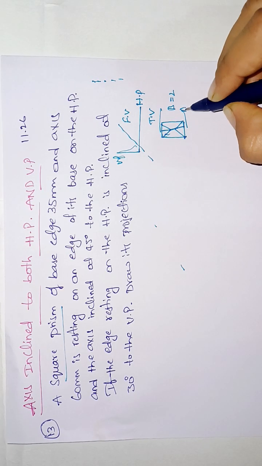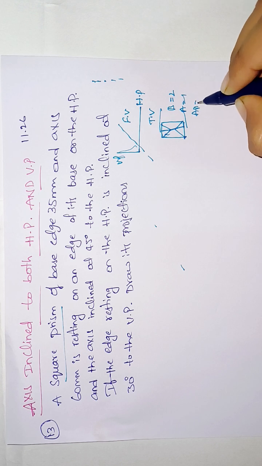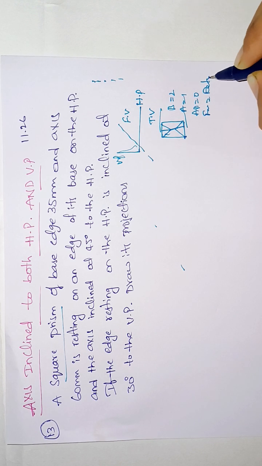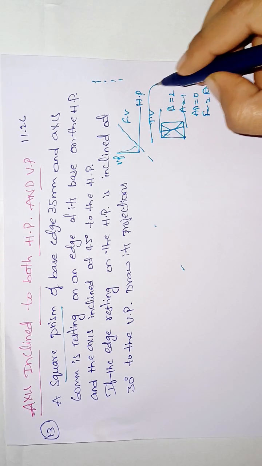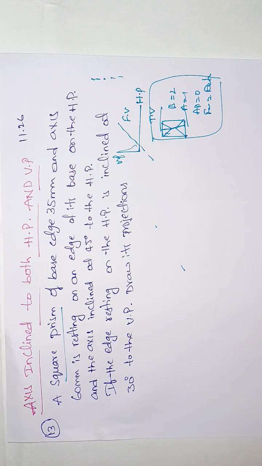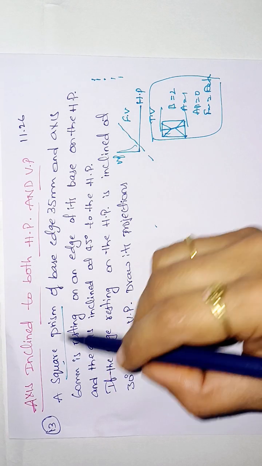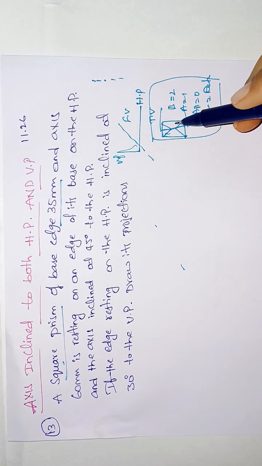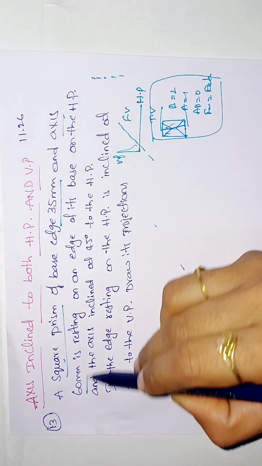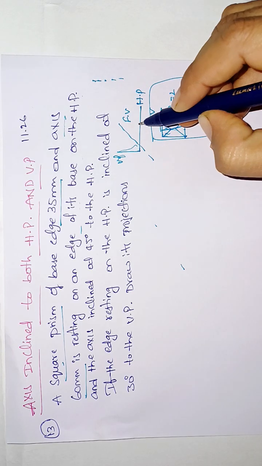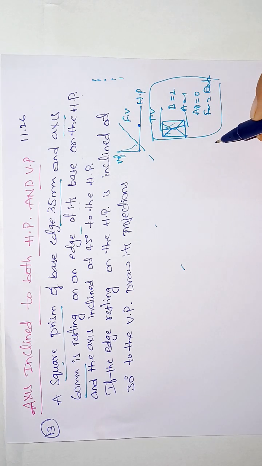Bases are two, axis is one, apex is 0, and the faces are rectangular faces. This is the prism, a square prism. Square means we need a square base. Here the side is 35 mm and the axis is 60 mm, resting on the edge of its base on the HP.